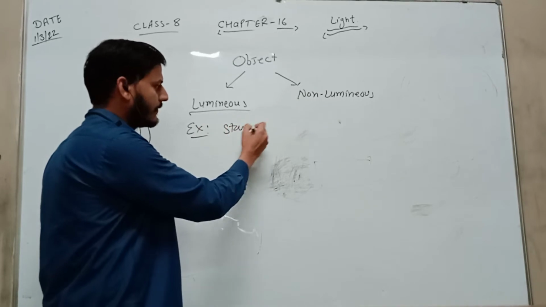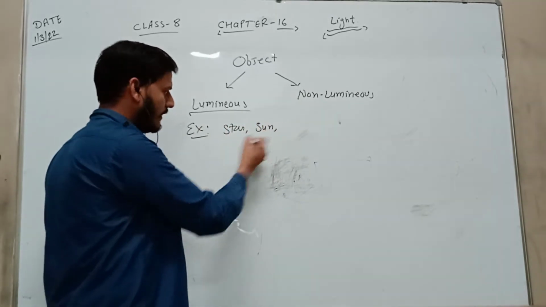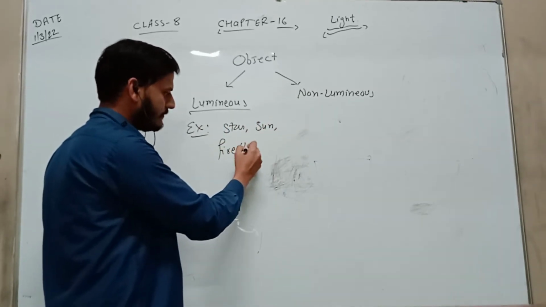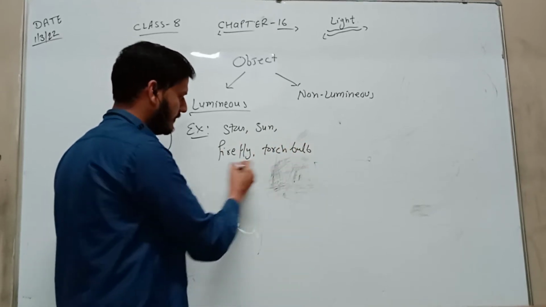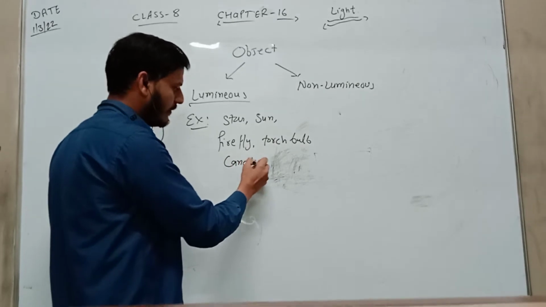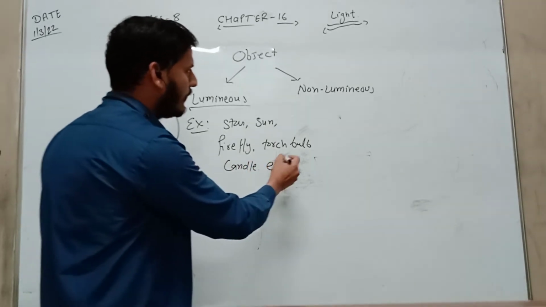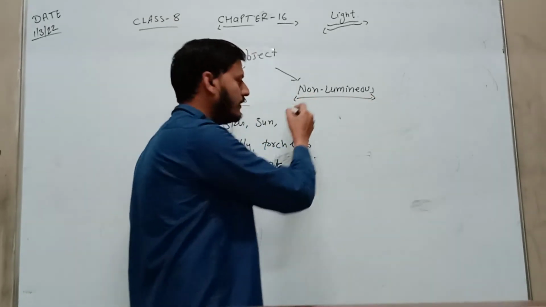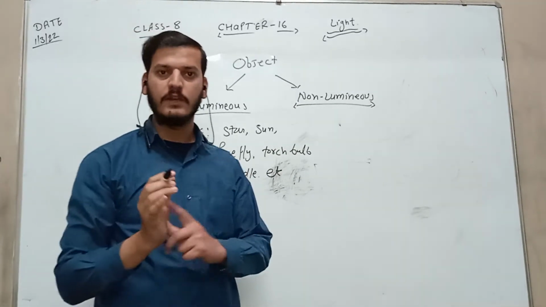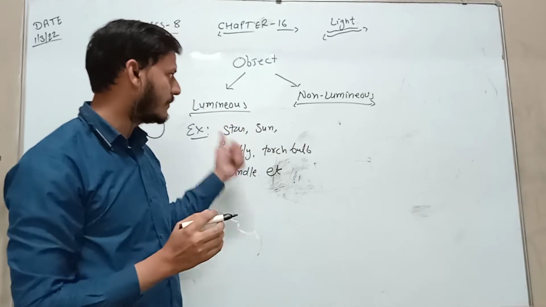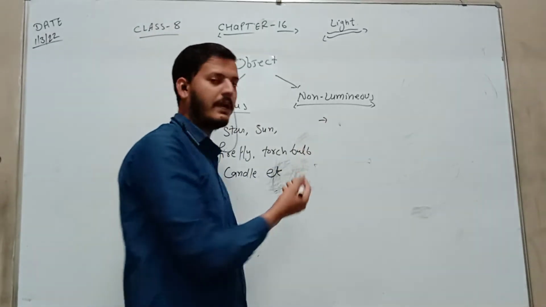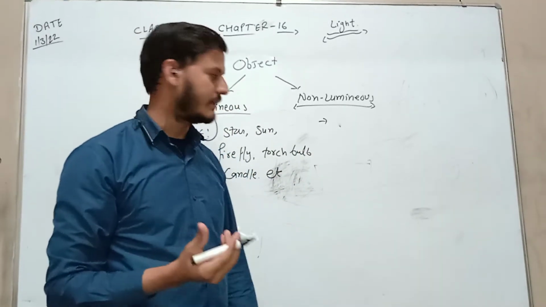Star, sun, firefly, torch, bulb, candle. Here are so many examples. Now, if we talk about non-luminous objects, those objects which do not have their own light, they just reflect the light which is emitted by the luminous object. We can take any example, like the blackboard, chalk, wall, anything.